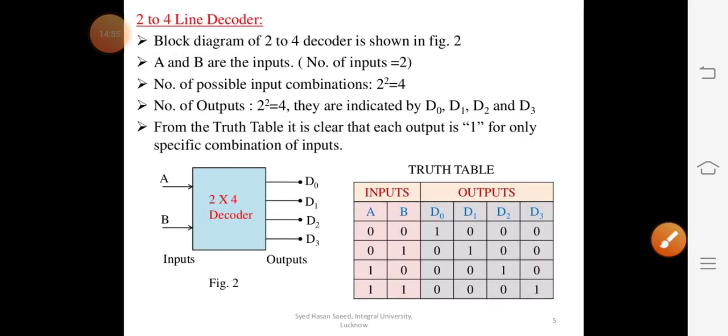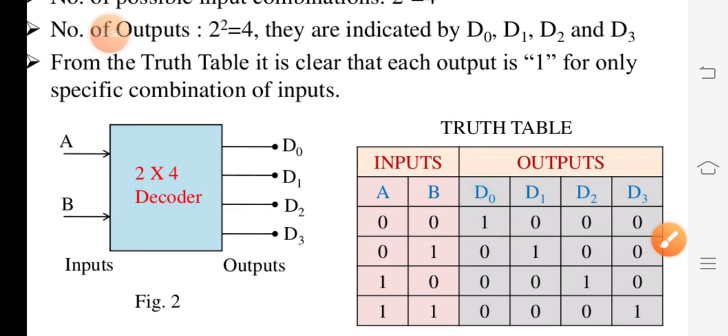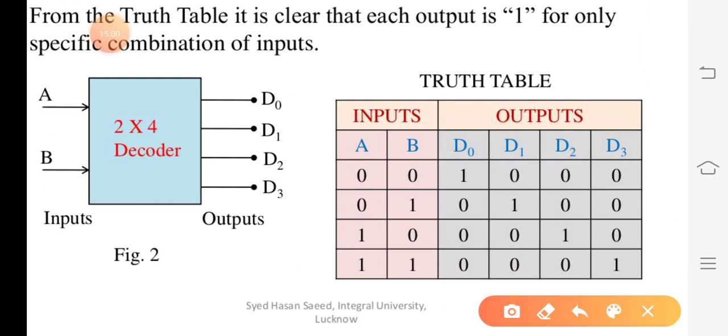Then the same for d1. Now look at here in the previous slide, look at the d1 combination. D1 will be active when we get 0 1. So for D1 you will write what? A bar B.